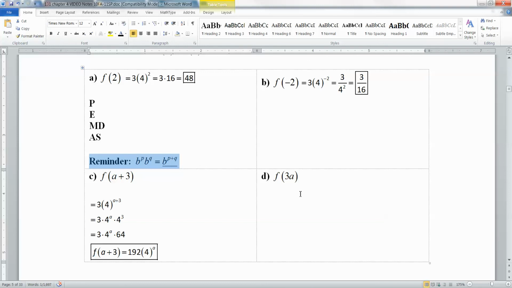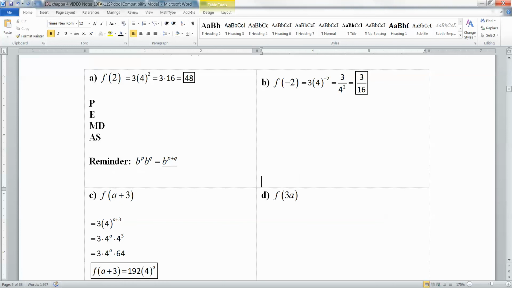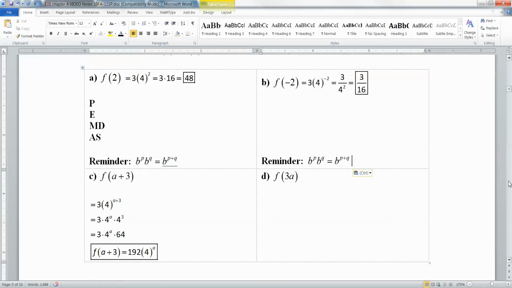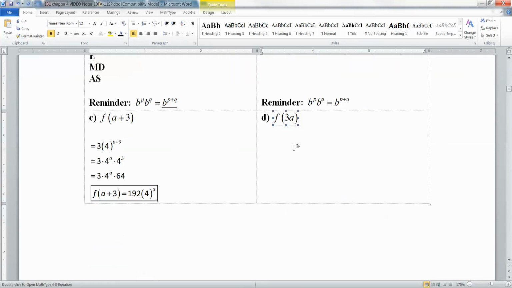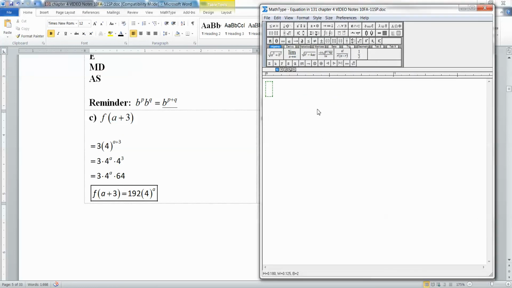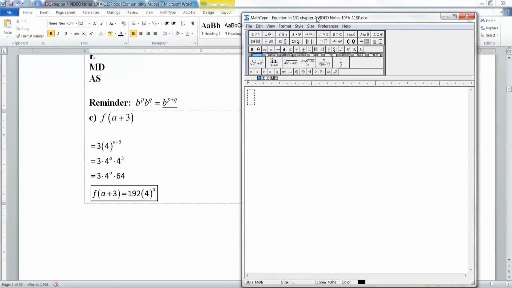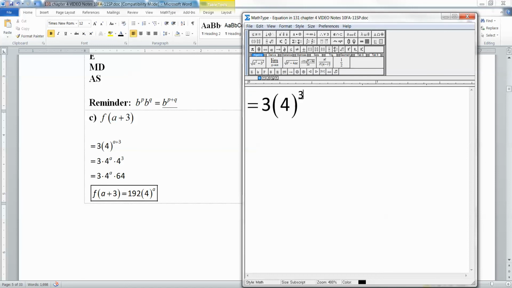All right. Do you want to take a guess what D is? D is another one like this. So let me put in a reminder. Here, it's not the same reminder, so let me get you to see it. So I want f of 3a, right? Okay, so I want 3 times 4 to the 3a. Okay, well that's not the same as the other one. The other one had adding up there. See that? At a plus 3.